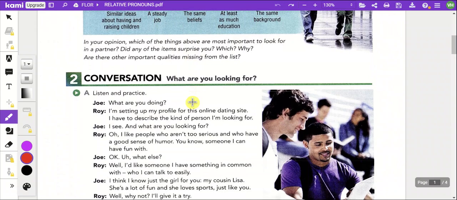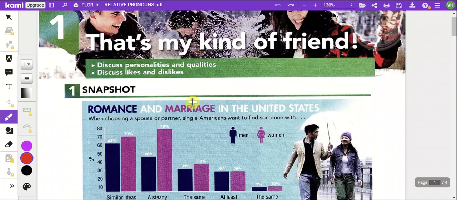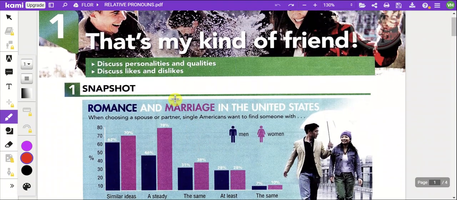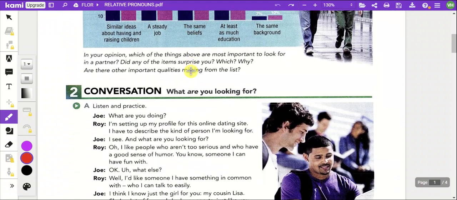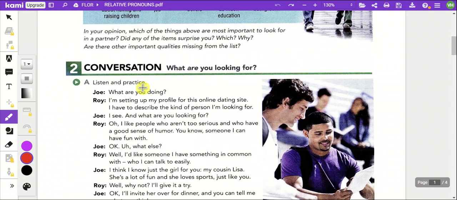We have a conversation. What are you looking for? Our topic would be, that's my kind of friend. In this lesson, you will discuss personalities and qualities, likes and dislikes, and you'll talk about relationships, friendship, etc. Okay? So we're going to skip the first part and we're going to move on to conversation.